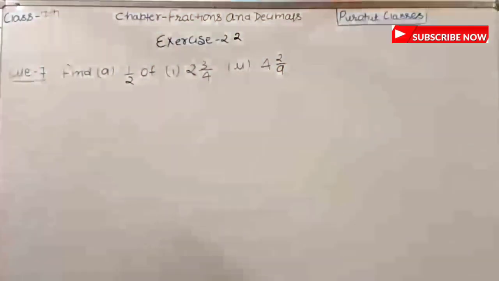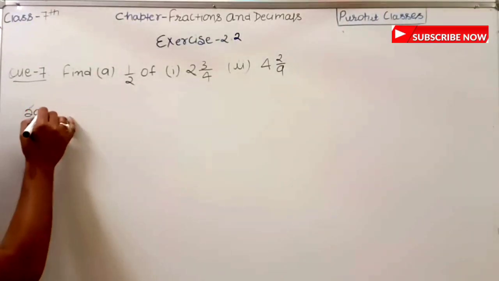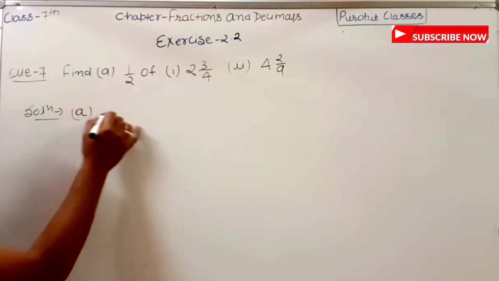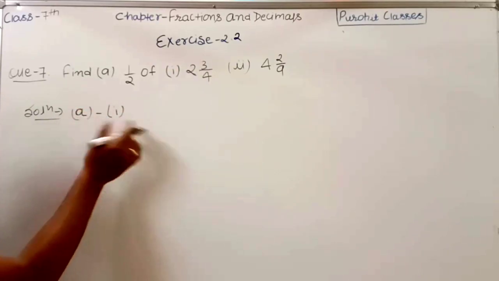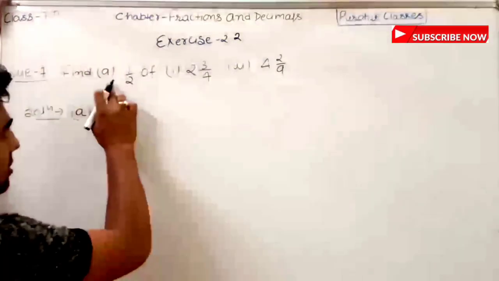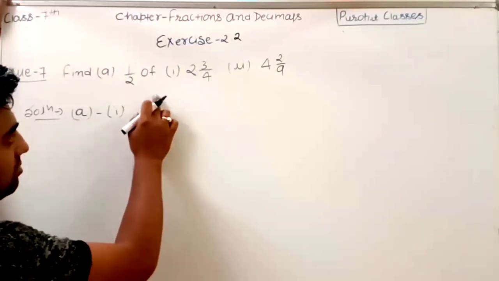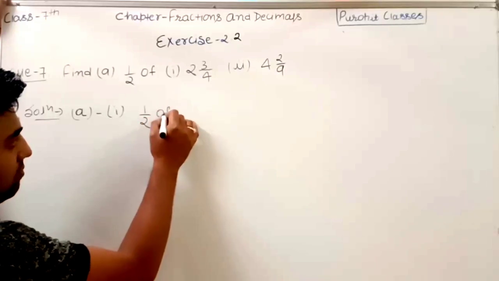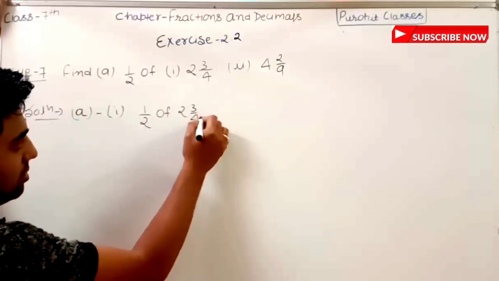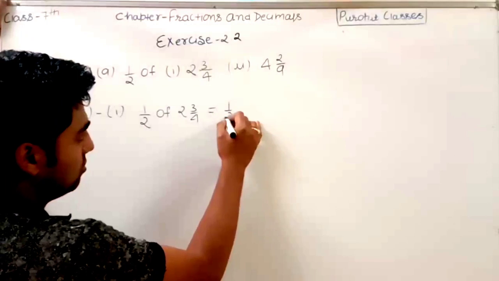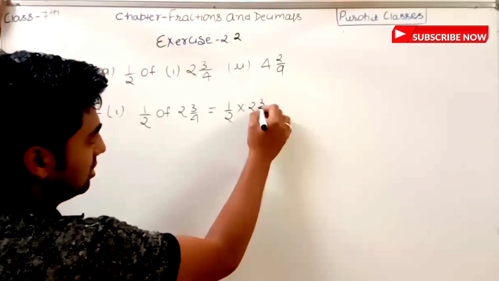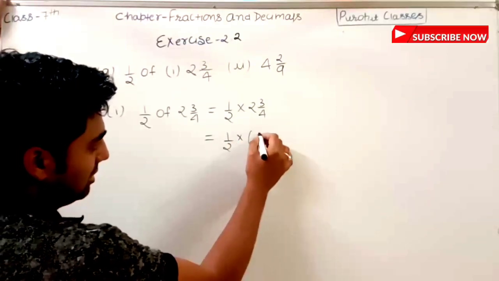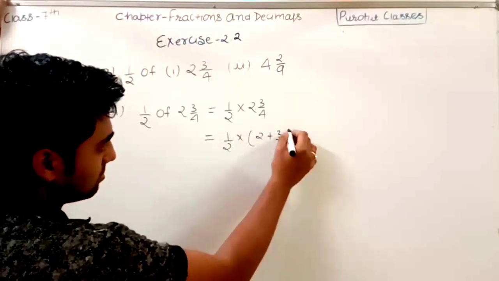So pay attention here. We are taking the solution of the A part, and in A we are solving the first part, which is 1 by 2 of 2 whole 3 by 4. So here we are writing 1 by 2 of 2 whole 3 by 4. This will be equal to 1 by 2 multiplied by 2 whole 3 by 4. And as I have told you in the previous question, this can be written as 2 plus 3 by 4.